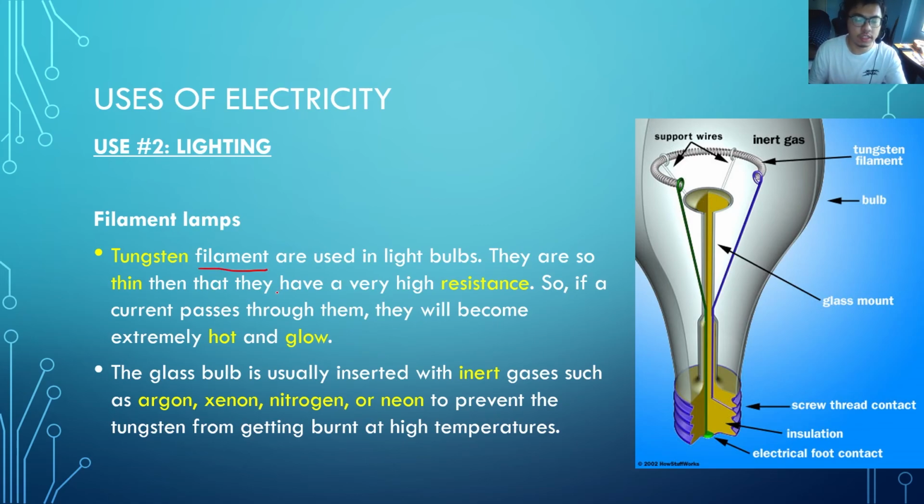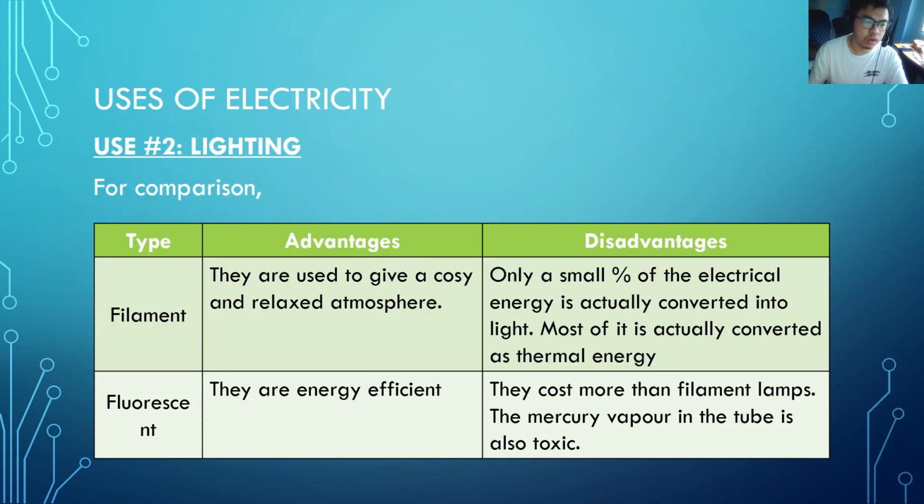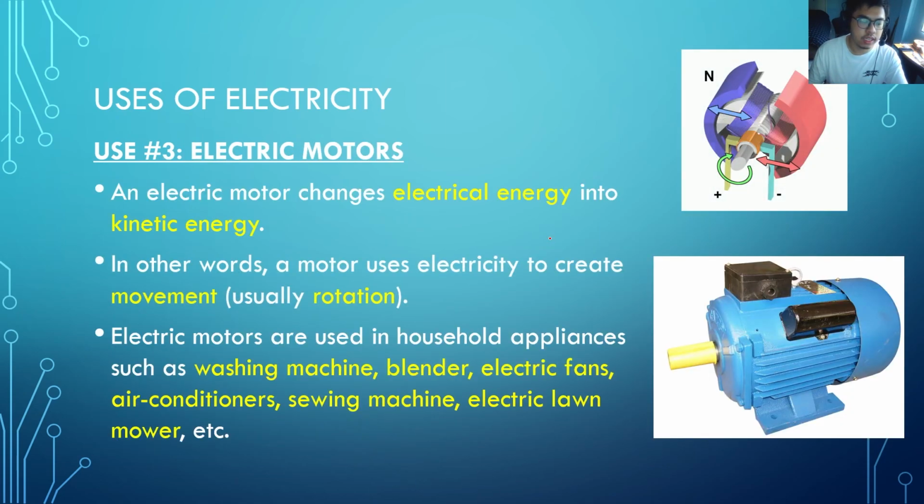When it comes to lighting, make sure you know how the filament works. It's the same concept as the heating element. The filament is made from a high resistance material, and this is usually tungsten. Tungsten has high resistance. When you pass a current through it, there will be a large increase in temperature, and when it's hot enough, it will glow and produce light. And then make sure you are able to give the advantages and disadvantages for filament lamps and also fluorescent lamps. And then make sure you generally understand that electric motors change electrical energy into kinetic energy.